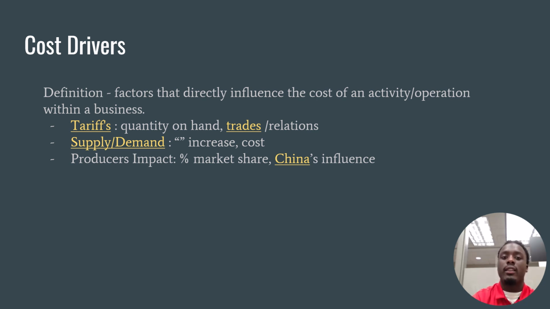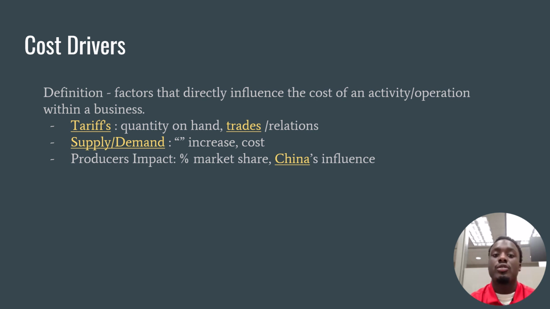Second, you can look at supply and demand. As this continues to increase as we go into the future, this affects prices, as now suppliers have the upper hand, and they'll continue to gain the upper hand as the demand increases.